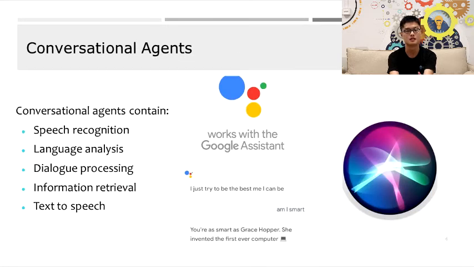Conversational agents like Google Assistant, Siri, Alexa contain functionalities like speech recognition. It could understand what you pronounce, language analysis, what you say, dialogue processing, how your dialogue comes so that it can catch the context in the conversation. And also information retrieval. Information retrieval basically is to Google to search it online and summarize the information that it got from online and return to the user. And finally, text-to-speech. It will return the results in a format of natural language that you will understand.